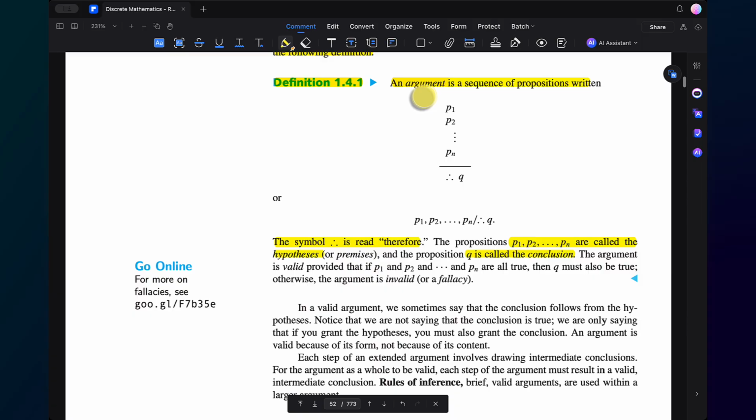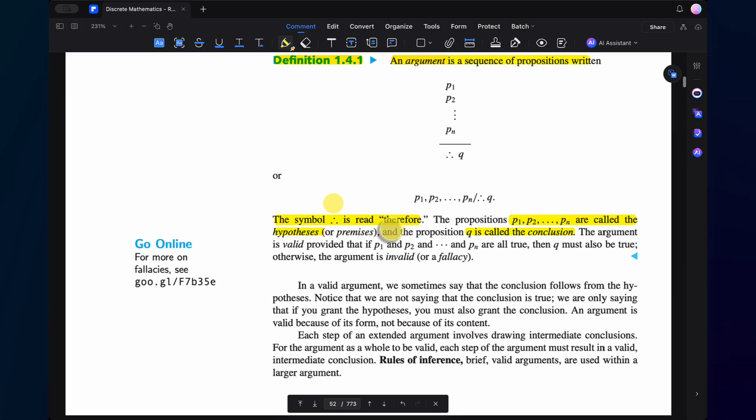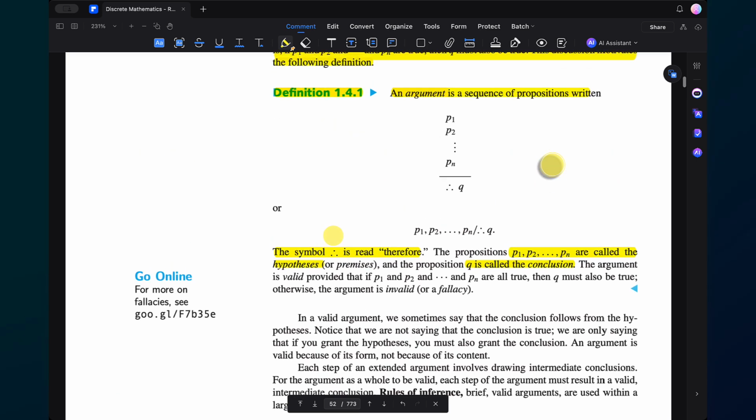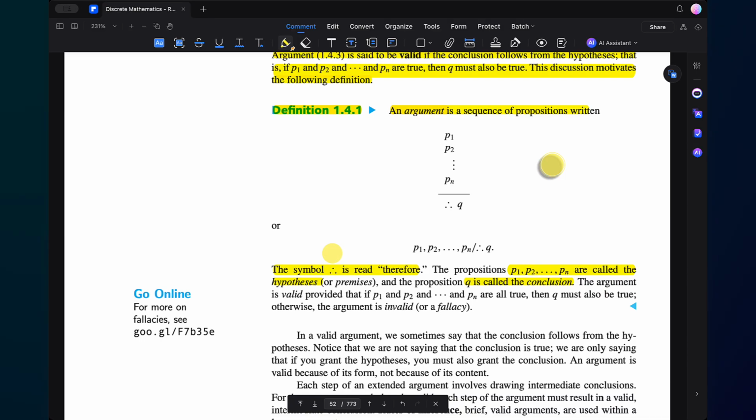An argument is a sequence of propositions written in this form, or written this way. The symbol with three dots there is read "therefore." The propositions P1 through Pn are called the hypotheses, or premises, and the proposition Q is called the conclusion. So we're going to talk about this. There are ways of giving arguments to make conclusions from other premises.